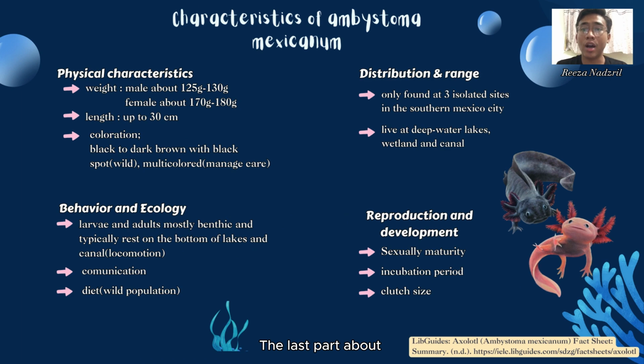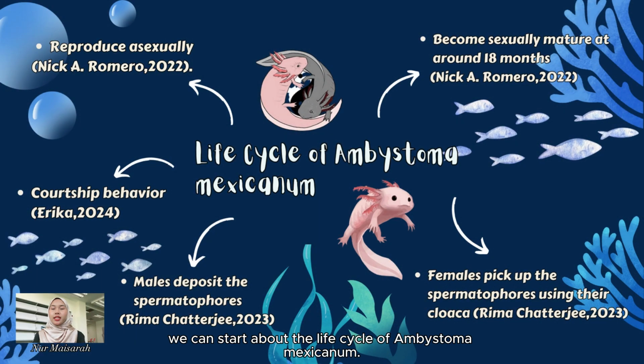The last part about the characteristics of Axolotl is reproduction and development. For sexual maturity, they are approximately 1.5 years old, but possibly shorter in managed care. The incubation period is influenced by water temperature. In managed care, eggs hatch after about 2 weeks at 20 degrees C, but can take up to 4 weeks under cooler conditions. For clutch size, in managed care, females can lay several hundred to sometimes more than 1,000 eggs at a time.